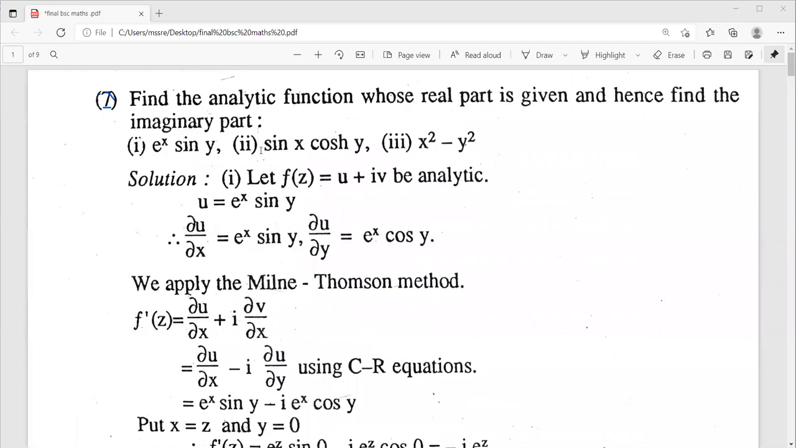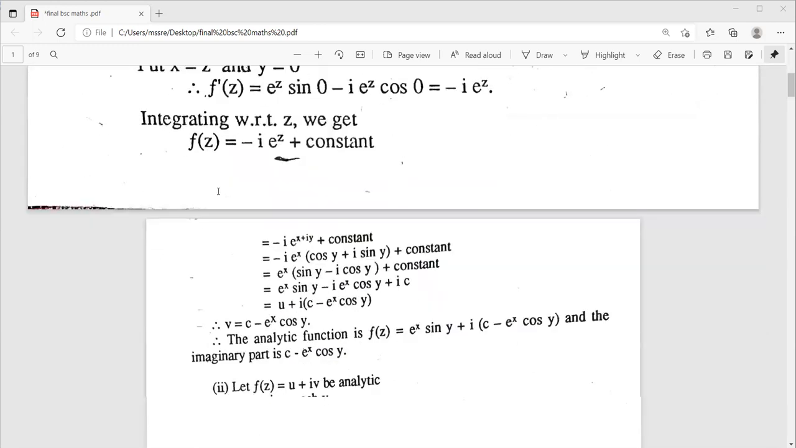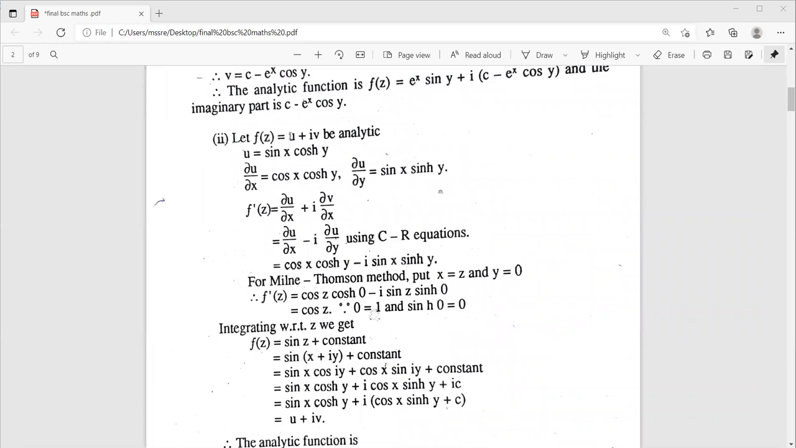The real part is given. The real part is sin x cos hyperbolic y. So the second problem is sin x cos hyperbolic y. This is the real part. The same procedure can be continued here. So let f of z equals u plus iv be analytic. What is the real part? u equals sin x cos hyperbolic y. Find the partial differentiation of u with respect to x. That is delta u by delta x is the differentiation of sin x, which is cos x, and cos hyperbolic y is constant. Next, the differentiation of u with respect to y is sin x times the differentiation of cos hyperbolic y, which is sin hyperbolic y.